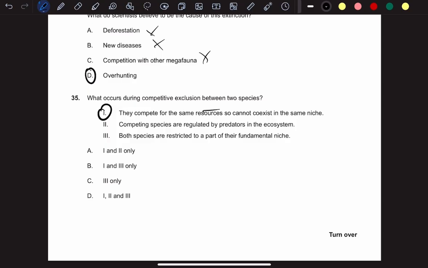And competing species are regulated by predators in the ecosystem. This is not true, right? That's not competitive exclusion. They're not regulated by predators. Regulation occurs due to the lack of ability to compete for the same resources, competition. And both species are restricted to a part of their fundamental niche. That is also true. Okay, 3. So which one is that? I think that's B. 1 and 3. Yeah. Okay.